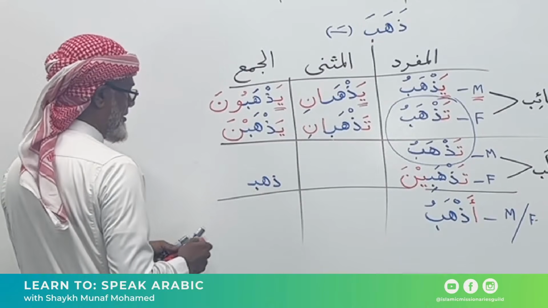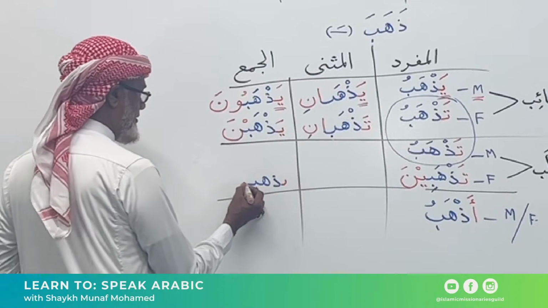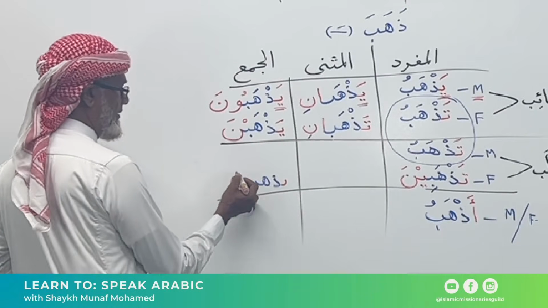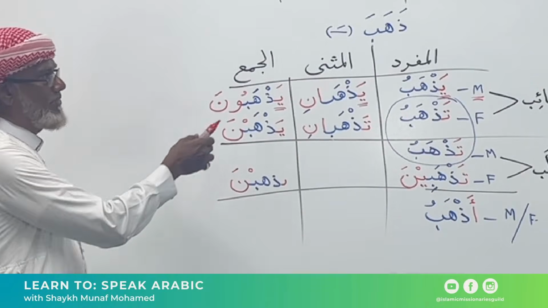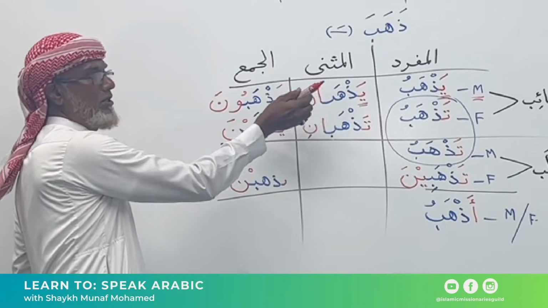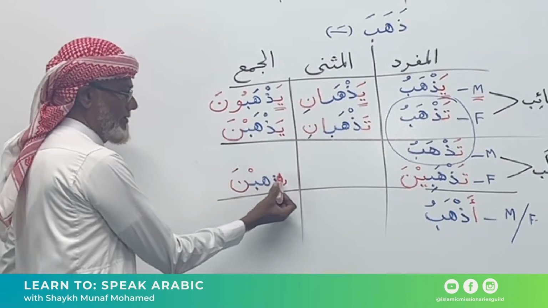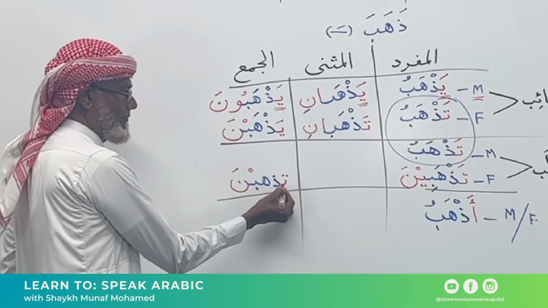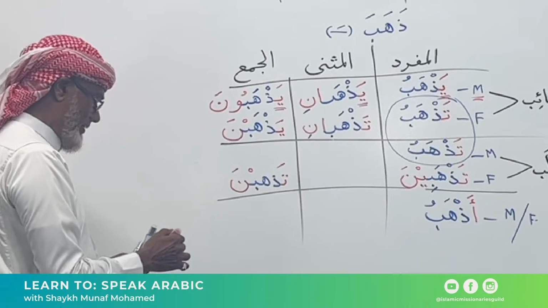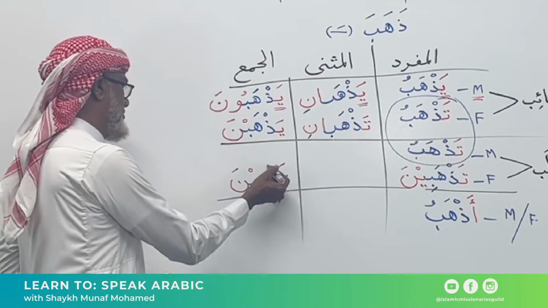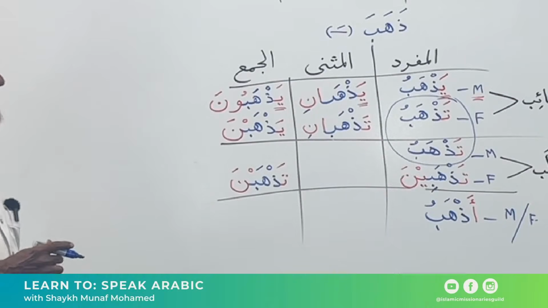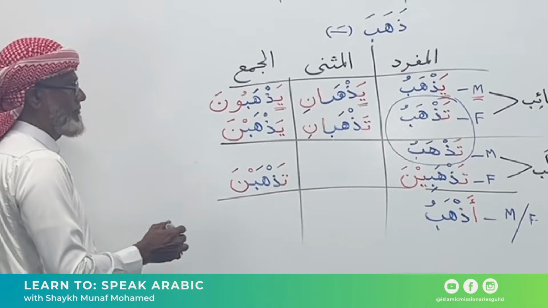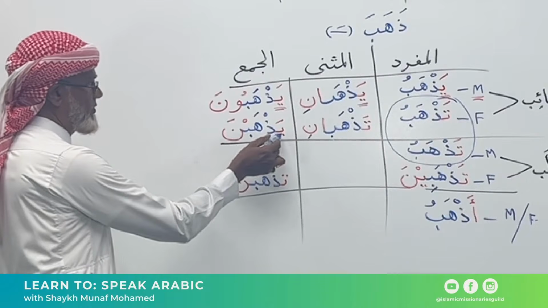And then, as I have told you before, for the second person, we have the same thing looking like this, all right? But now to differentiate between the third person and the second person, this one has a ta. So this is tadhhabna. All right? So tadhhabna. Okay? So notice the difference between this one and this one.